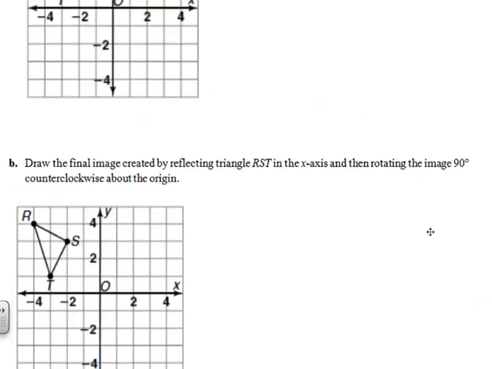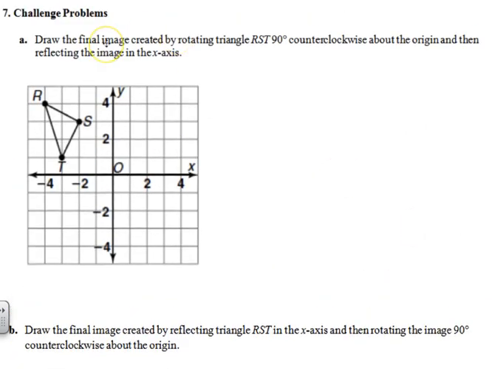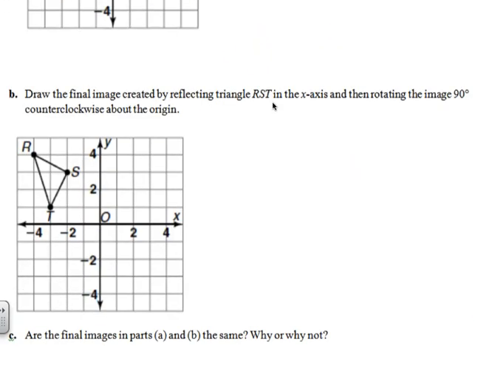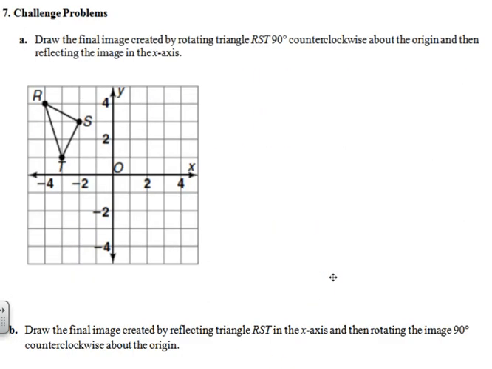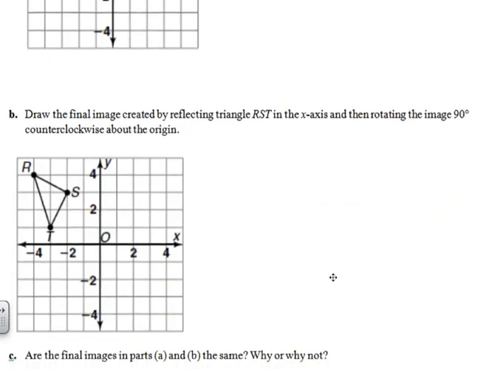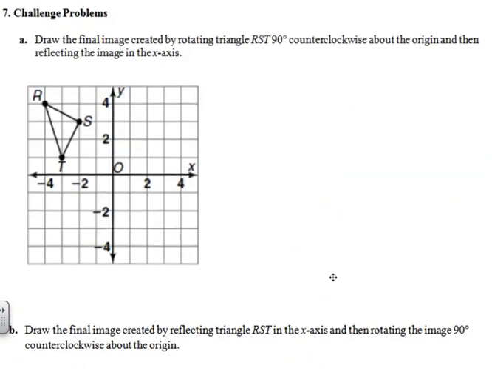So you've got 2 challenge problems now. It wants you to do 2 things. So it wants you to draw the final image by rotating it 90 counterclockwise and then reflecting it. Okay, so try A on your own. And then part B, it wants you to draw the final image of reflecting it over the x-axis and then rotating it 90 counterclockwise. And then it wants you to say if parts A and B are the same, why or why not. So go ahead and try these on your own, and then press pause and we'll go over what we got.